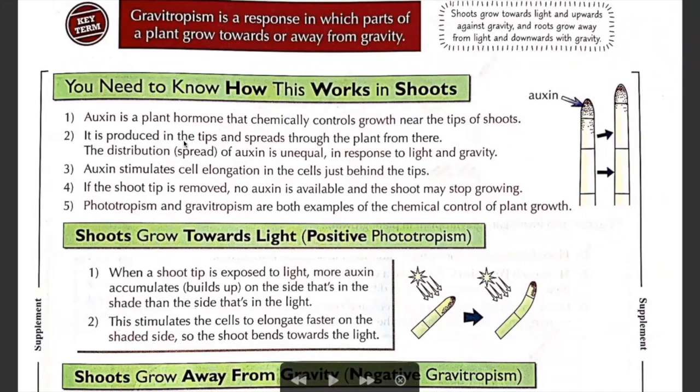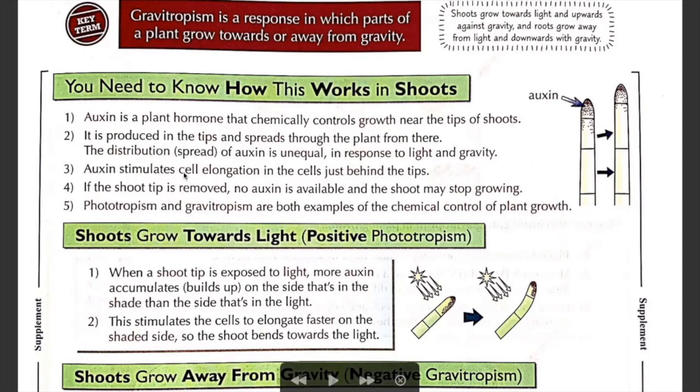It is produced in the tips and spread through the plant from there. The distribution or spread of auxin is unequal in response to light and gravity. Ini kita akan baca detail sekejap lagi. Okay, the auxin will stimulate the cell elongation in the cell just behind the tip. So maksudnya auxin will stimulate the cell growth.